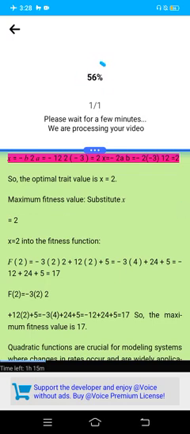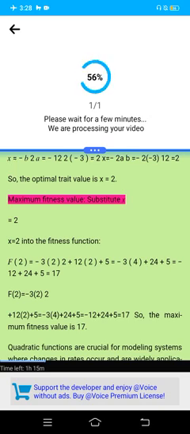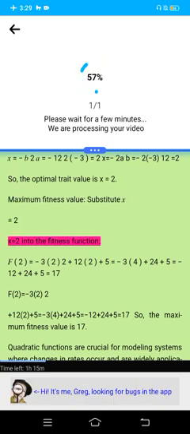x = -b/2a = -12/(2 × -3) = 2. So, the optimal trait value is x = 2. Maximum fitness value. Substitute x = 2 into the fitness function.